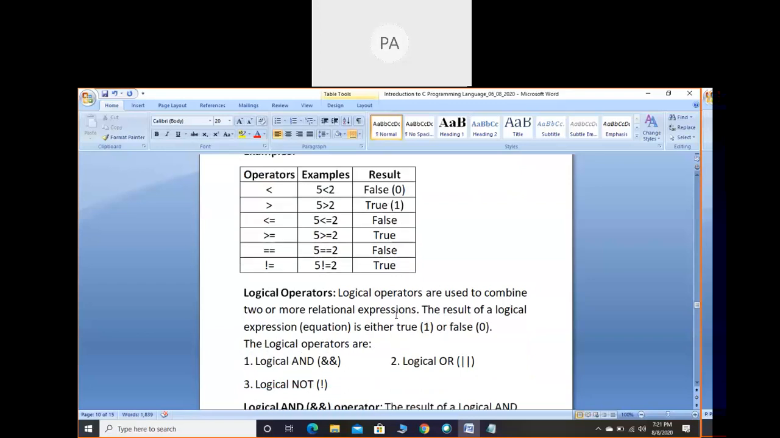Now we have to think about the result. The result of a logical expression is either true or false. Then comes the question, why is it true or false? Because a relational expression's result is true or false, therefore a logical expression's result is also true or false. If you look at the above table, all these are relational expressions. For all these examples we are getting results either true or false, none other than that. Similarly for a logical expression also, the result will be true or false.